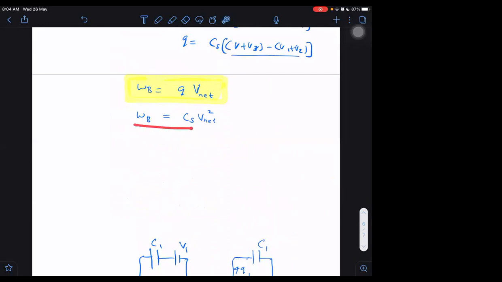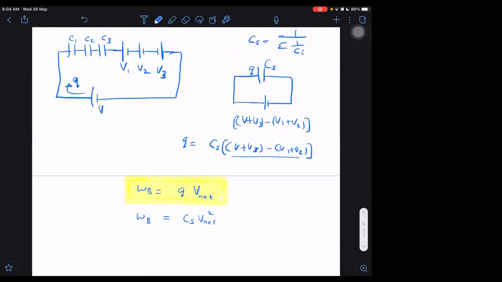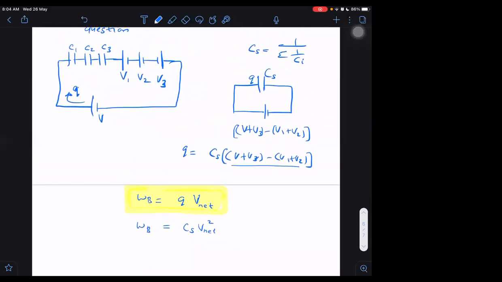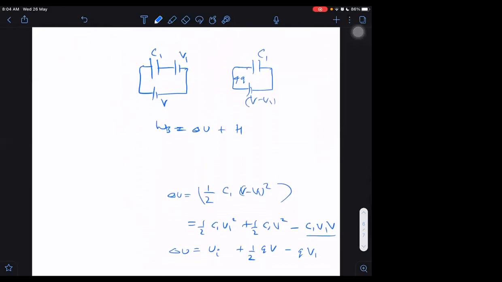Anyway, the work done by the battery, this is right only. Work done by battery will be Q into V net, that is equal to CS into V net square. There is nothing wrong in that. This is the work done by the battery. But the change in potential energy of the capacitor, we are not getting right from this method. Heat energy dissipated, are we getting right or not? That also I have to verify.